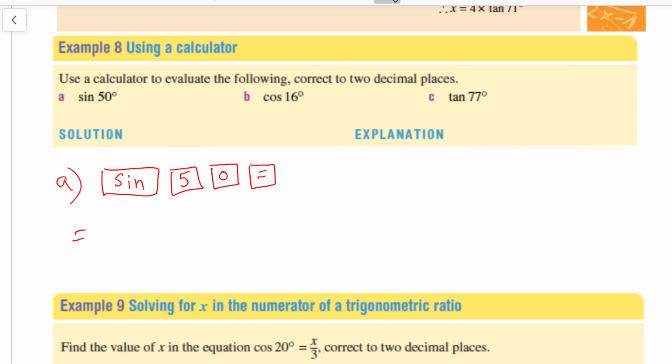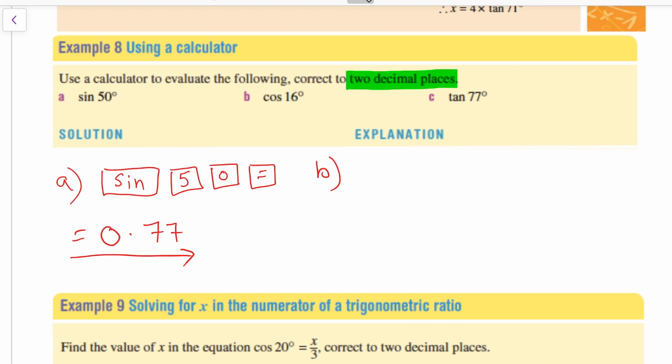Now, they want this answer correct to 2 decimal places, and most of the time in trigonometry, we want it to 2 decimal places. But always double check that so that you don't get it wrong. The answer you should get is 0.77. Make sure that you got that same answer. If you didn't, have a look at your partner and see if they got the same answer as you or different, and see what you've done potentially incorrect on your calculator. Remember, it needs to be on degrees mode.